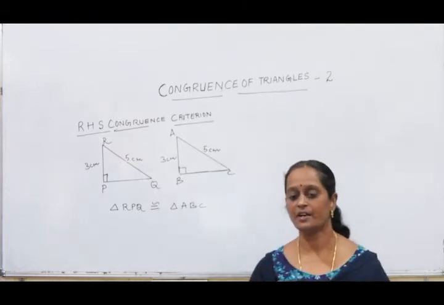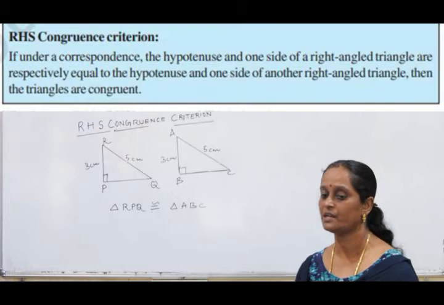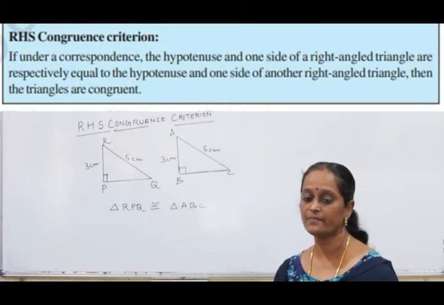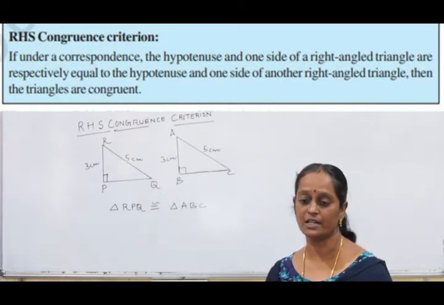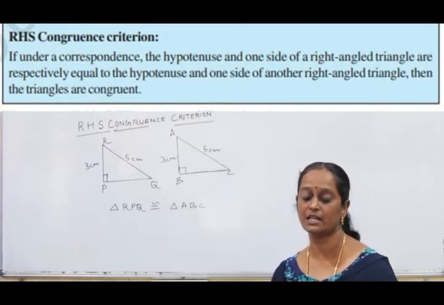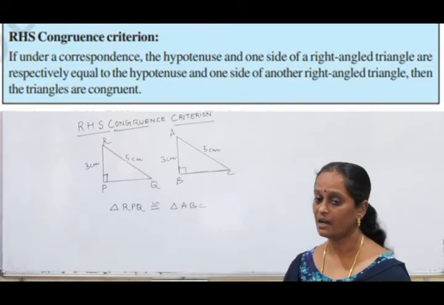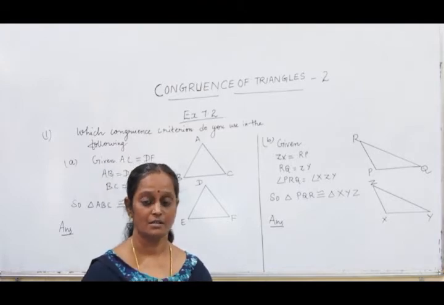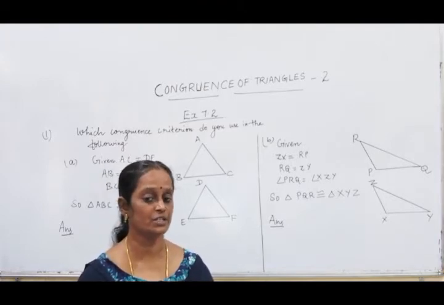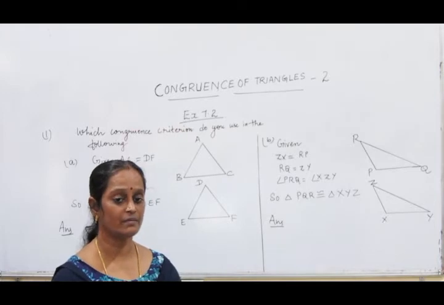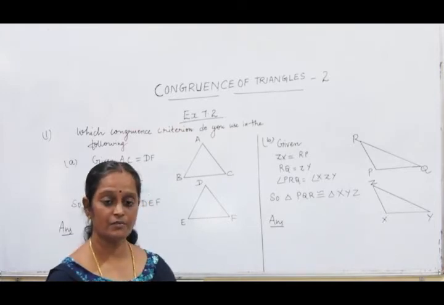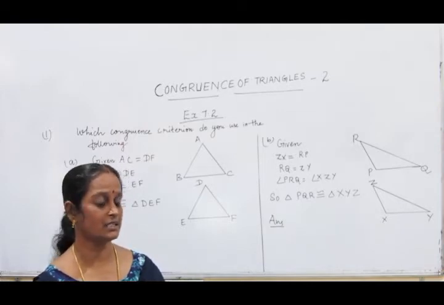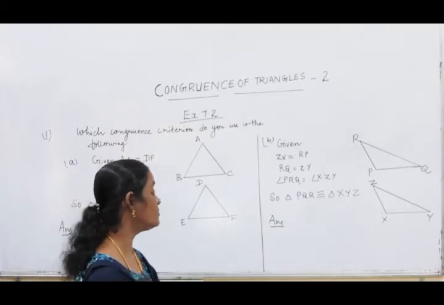So students, if under a given correspondence the hypotenuse and one side of a right angle triangle are respectively equal to the hypotenuse and one side of another right angle triangle, then the two triangles are congruent. So this is the RHS congruence criterion. Students, now let us solve some questions from exercise 7.2 based on the criteria we learnt. That is the 4 criteria: RHS, SSS, SAS and ASA. Using these criteria we will solve some problems here.